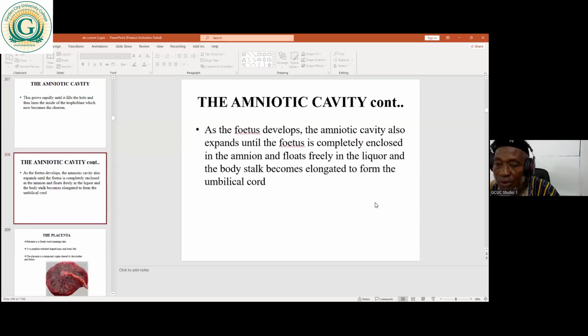As the fetus develops, the amniotic cavity also expands until the fetus is completely enclosed in the amnion and floats freely. Inside the amnion, we have a fluid called liquor amnii. And the body stalk becomes elongated to form the umbilical cord.